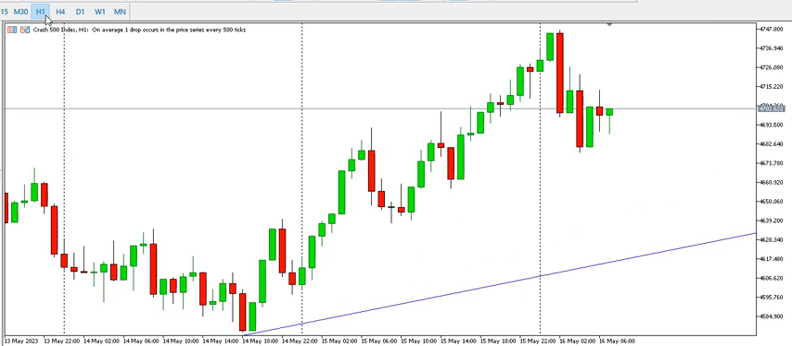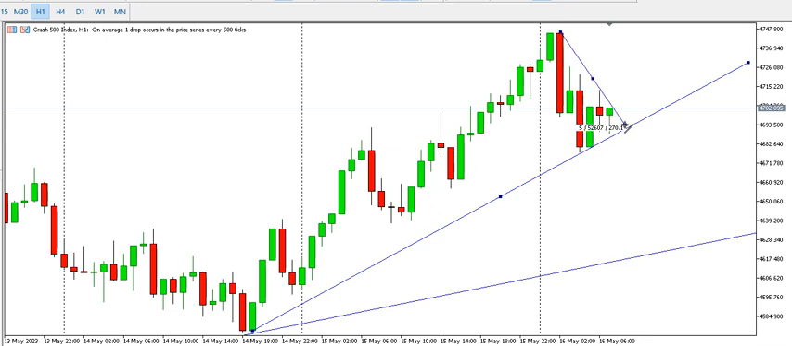Crash 500 Index. Look at this on the 1-hour time frame. Look at this bearish engulfing. But despite that fact, look, the buyers are already stepping in and trying to push price up. So you might consider buying Crash 500 Index. Drawing a trend line from here, you can see the trend line is currently being respected.